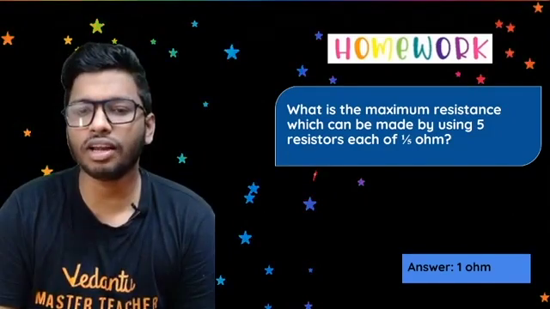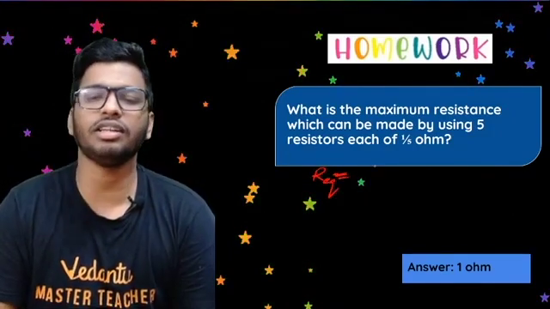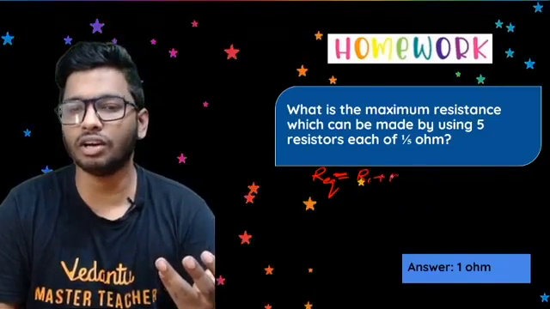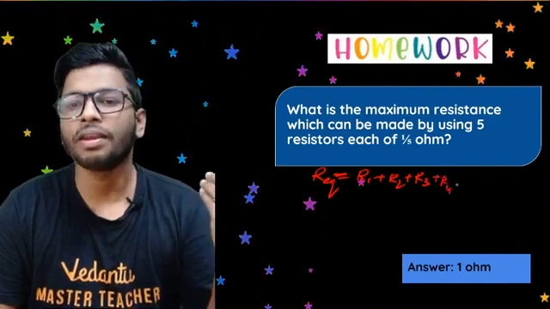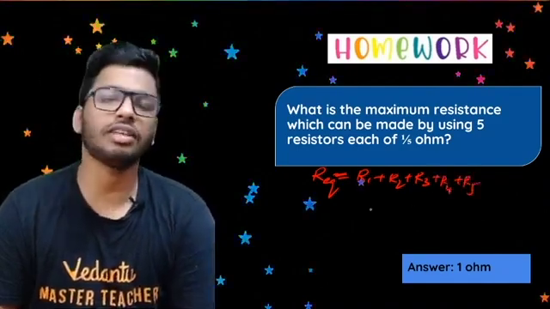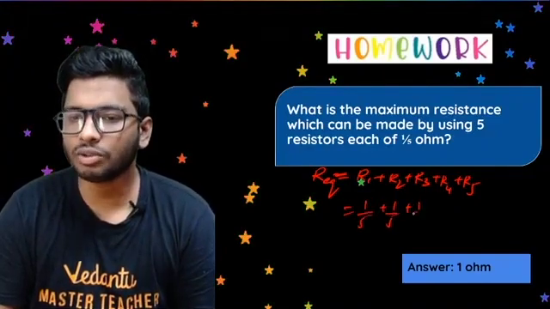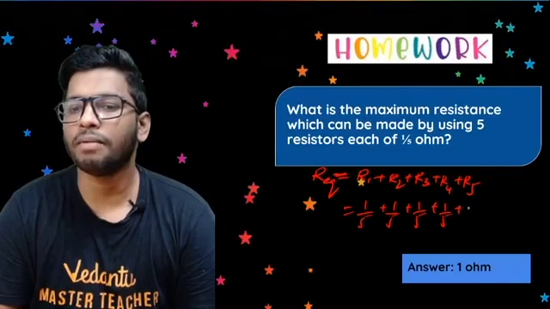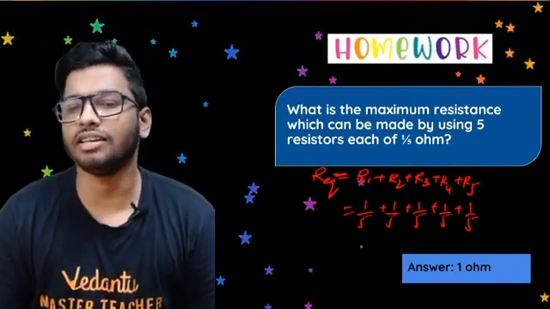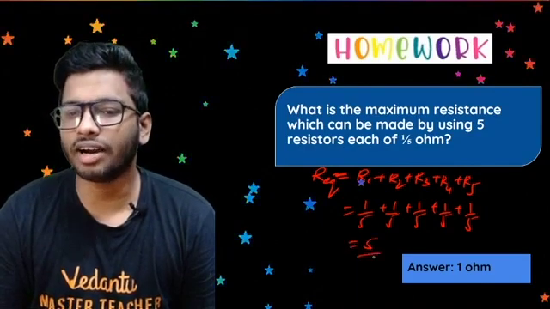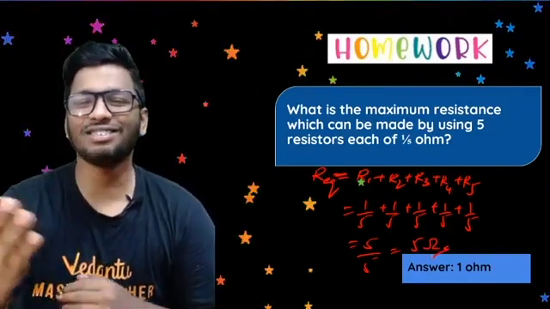So if you remember the formula, R equivalent in a series connection, we're going to assume that it is in series connection, is equal to R1 plus R2 plus R3. In this case, it's R4 plus R5 because there are 5 resistors connected. So the value of each resistor is 1/5, so 1/5 plus 1/5 plus 1/5 plus 1/5 plus 1/5. If you calculate it, you'll get 5 divided by 5, which would give you 5 ohms. Simple as that, right? It's a very simple question.